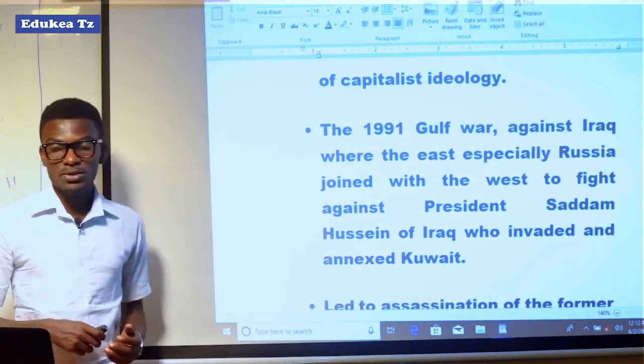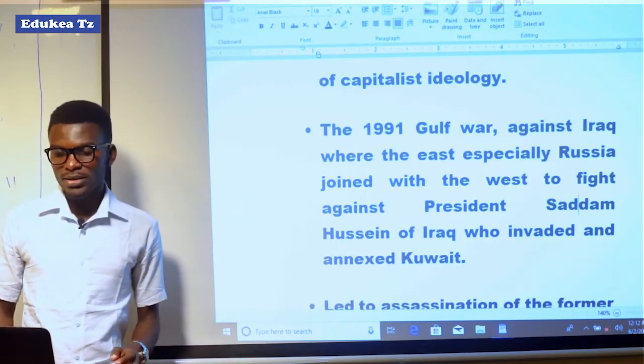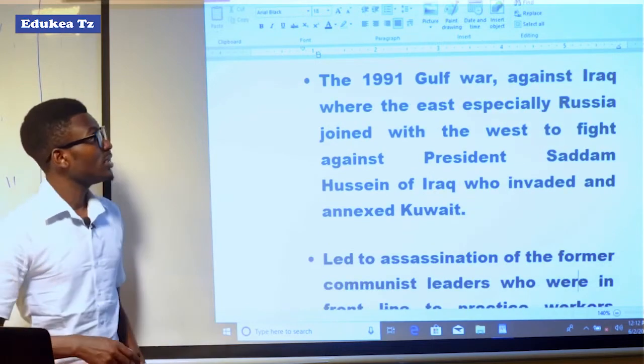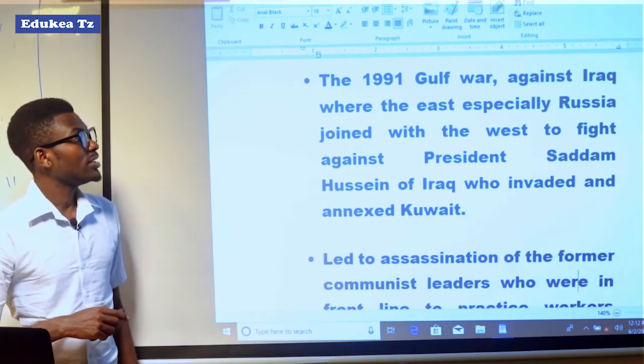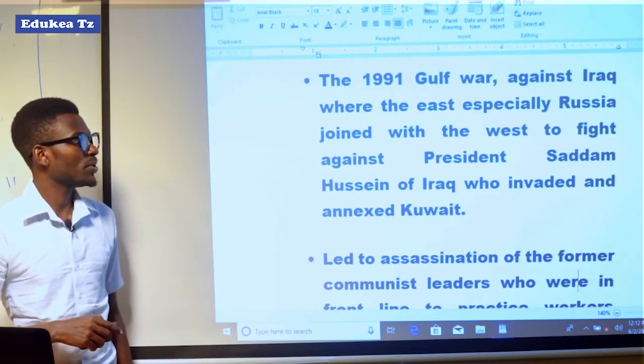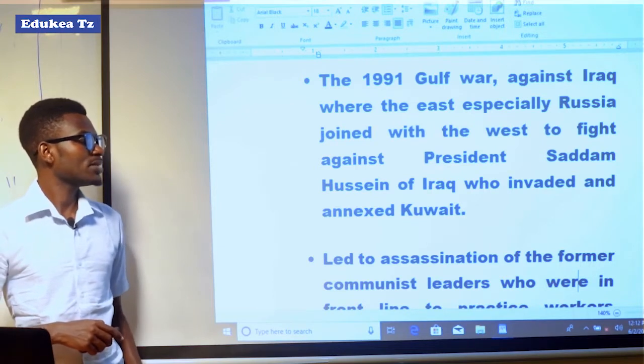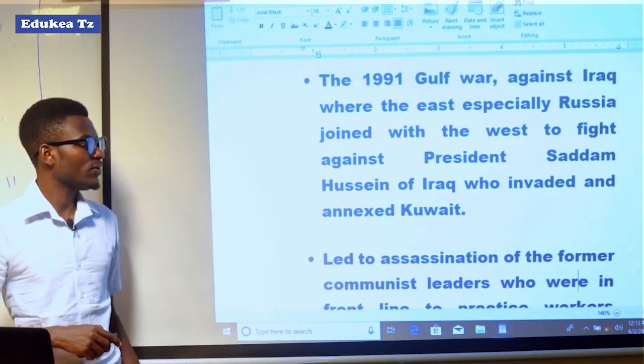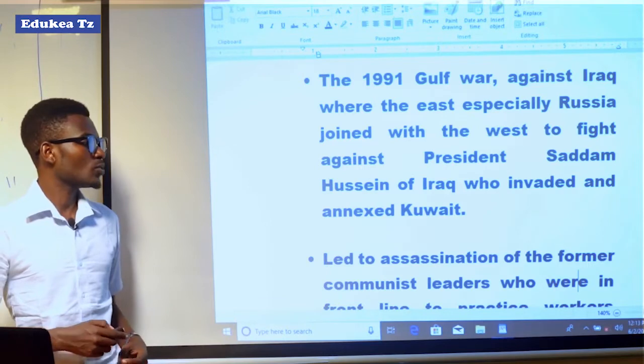Another effect of the collapse of USSR was the 1991 Gulf War against Iraq, where the East, especially Russia, joined with the West to fight against President Saddam Hussein of Iraq, who invaded and annexed Kuwait.